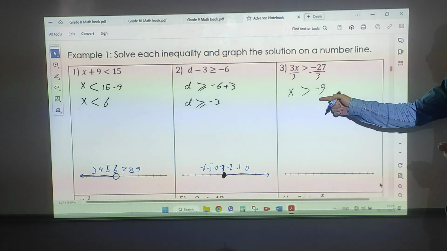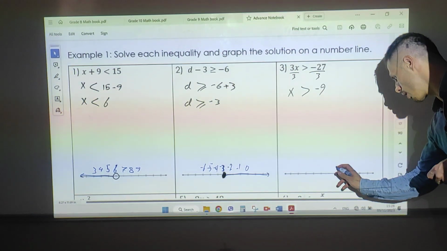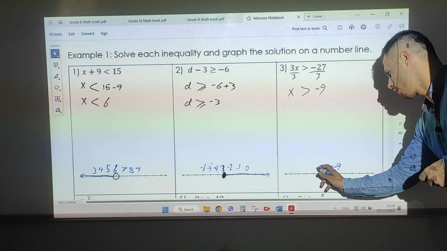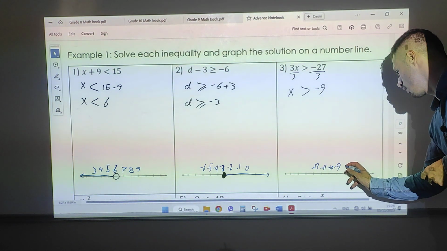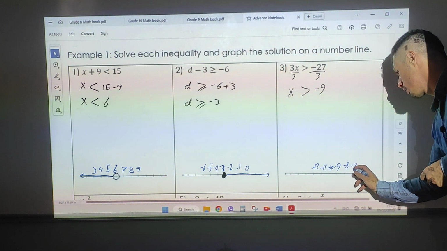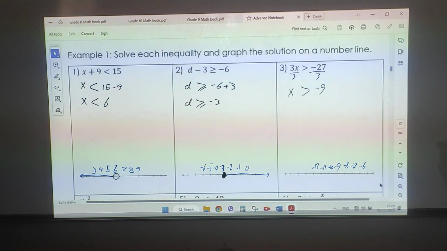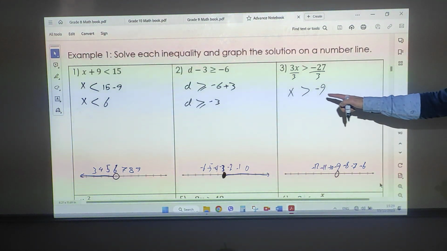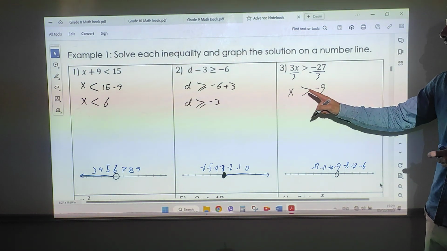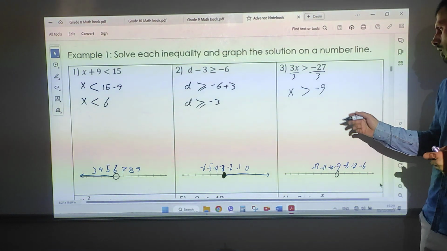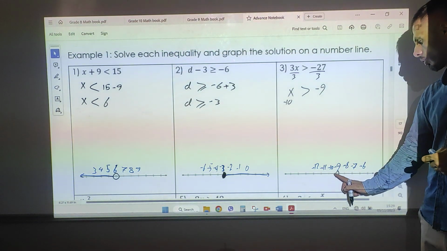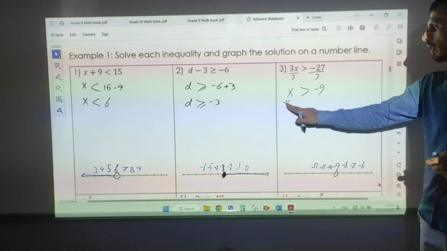Then -9. We show -9 on the line, -10, -11, -12, -8, -7, -6. Now we can show the number that we have, which is -9, but we don't fill the circle, because we don't have equal with it. Those numbers greater than -9. Is -10 greater than -9? No, it's not correct. We cannot go to this side.